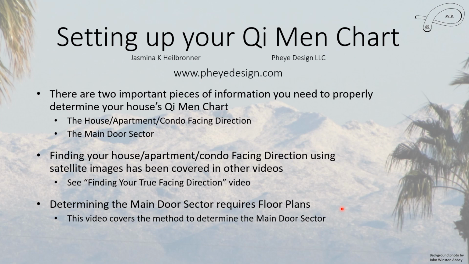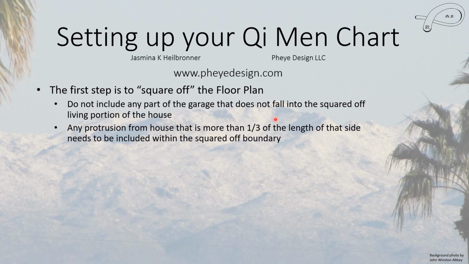Now, this video basically covers determining the main door sector because you already find your facing direction elsewhere. The first step you need to do, once you get your floor plan, is what they call square it off, even though it's usually not a square, it's usually a rectangle. But if there is a garage, any part of the garage that doesn't already fall within the squared off living portions of the house doesn't count. So in general, you don't count the garage. But there are times you do, and I'll discuss this a little bit. And it's usually not the entire garage. It could be a portion of the garage.